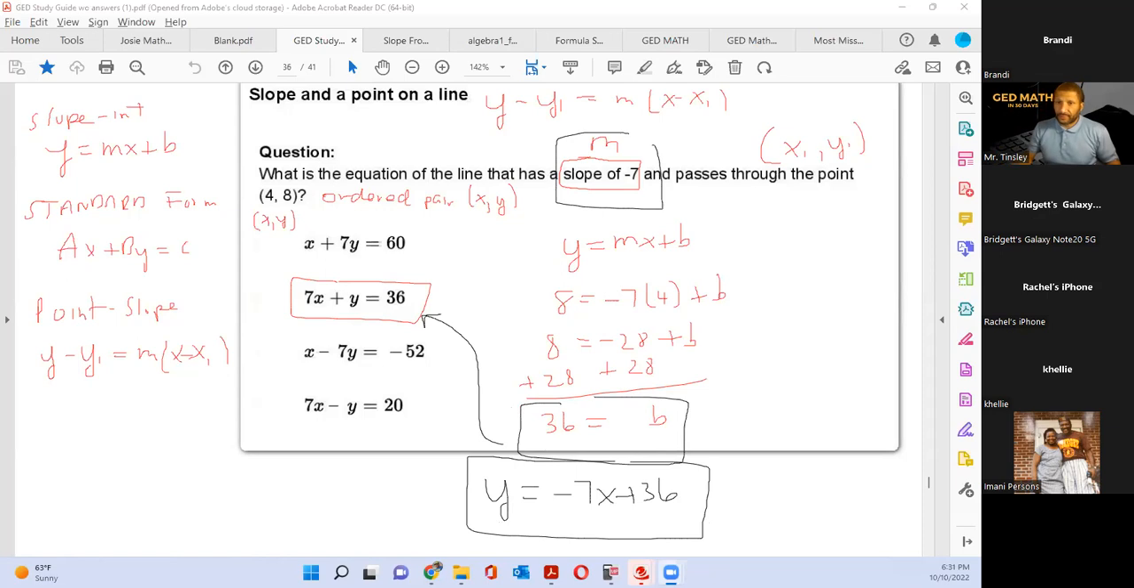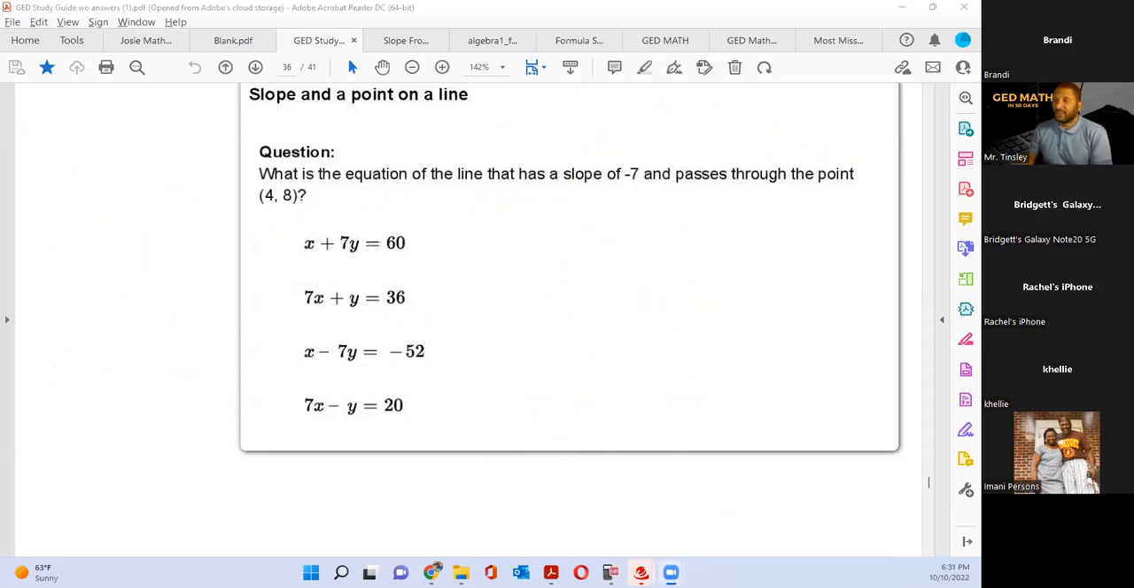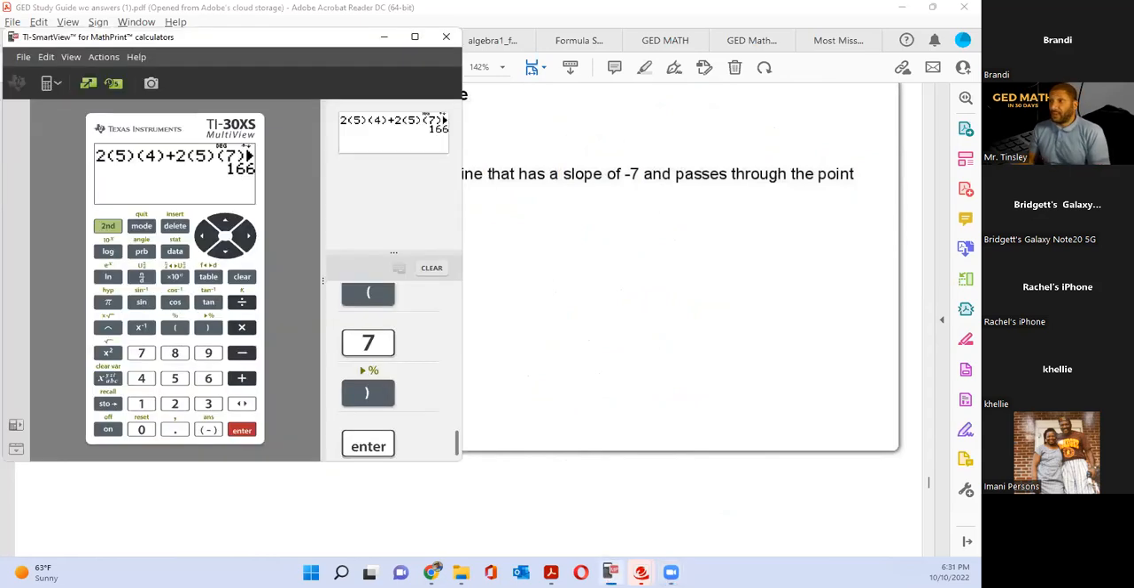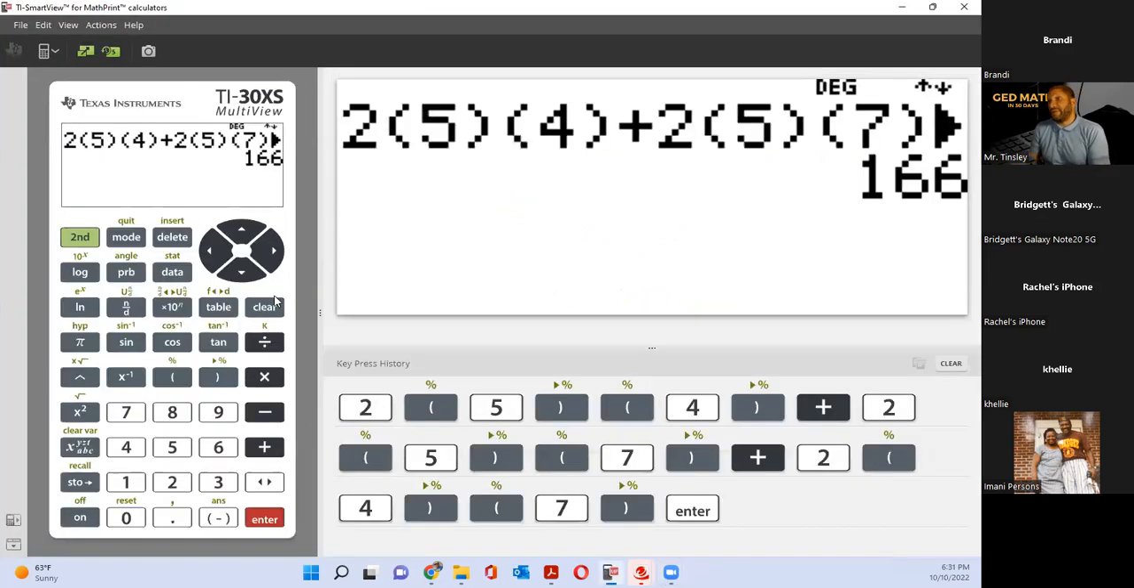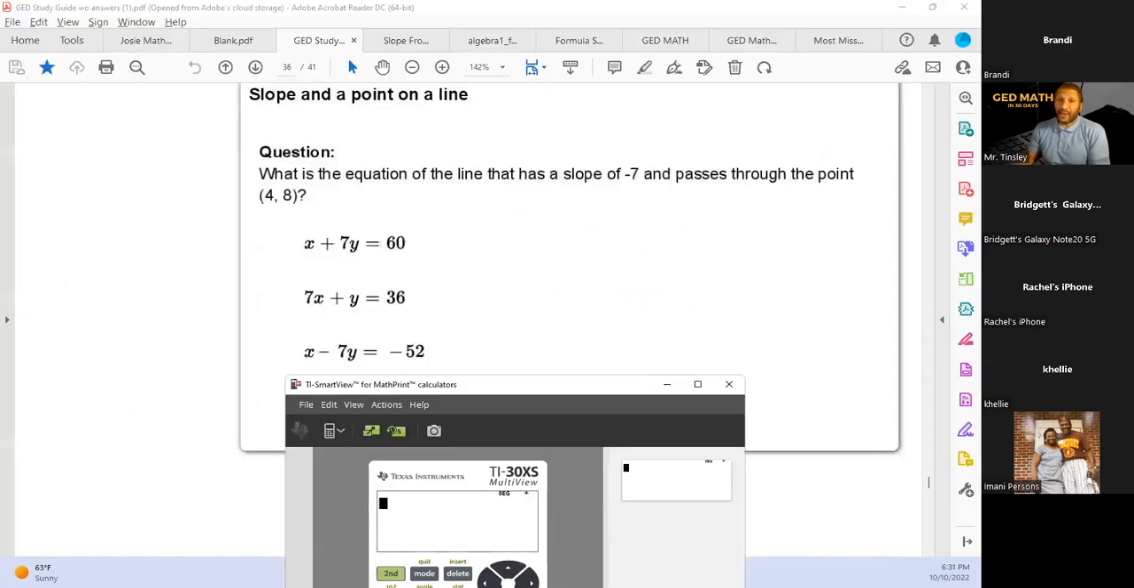Now, let's erase it. Let me erase everything. Matter of fact, I'll just clear everything. Now, if you have my ebook, I'll show you an even easier way. If my slope is -7, which is rise over run, which is -7 over 1.